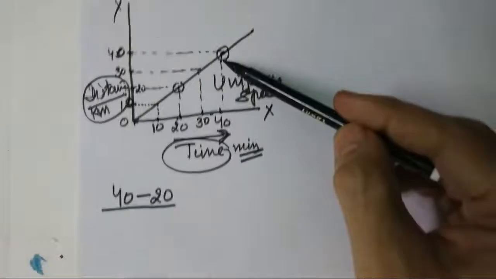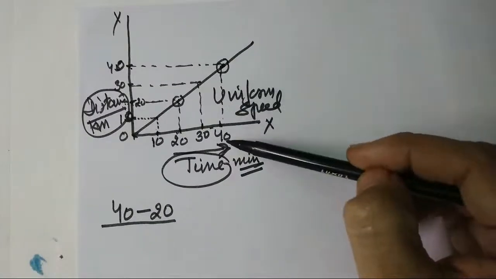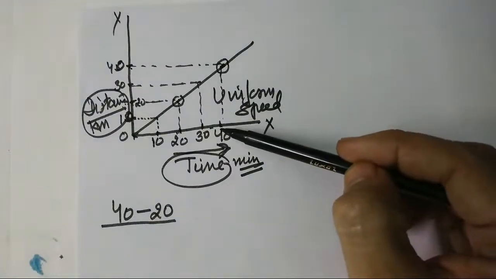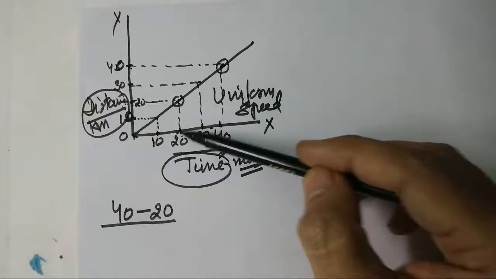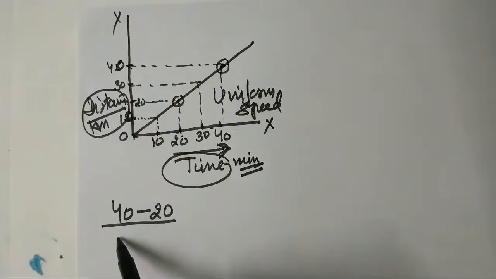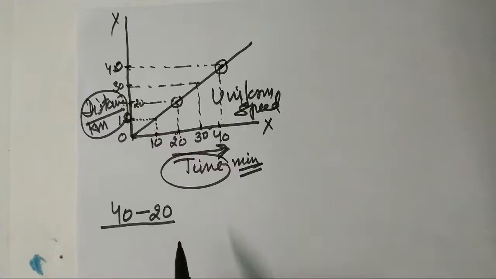So at this point, what is the time? The time is 40, and at this point the time is 20. So when I put the numbers in, it will give me the uniform speed of the body. So this is for drawing the graph.